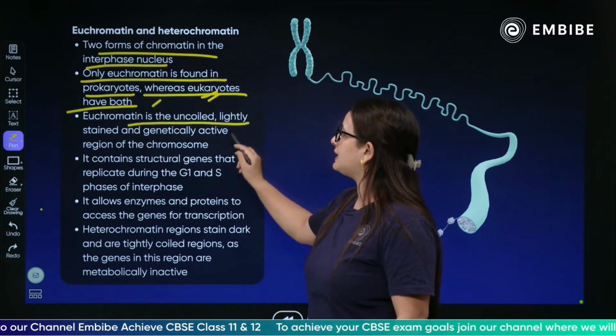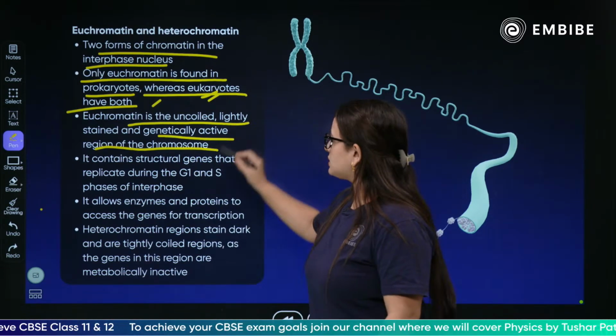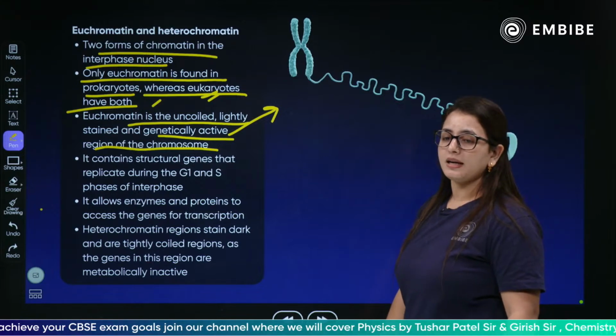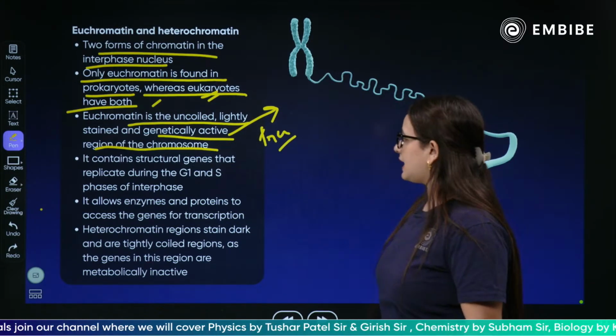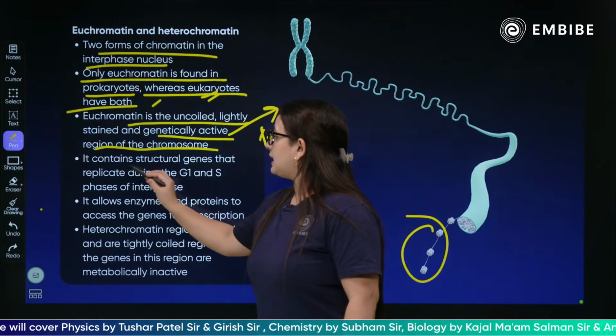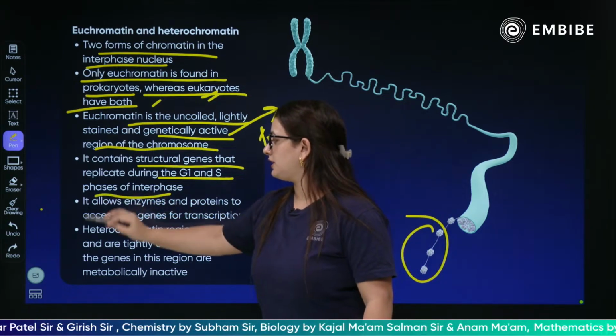Euchromatin is uncoiled, lightly stained, genetically active region of the chromosome. So why? Because this part of the chromatin fiber is transcriptionally active because it is open. It is getting open for the replication and transcription process. It contains structured genes which replicate during the S phase of the interphase.